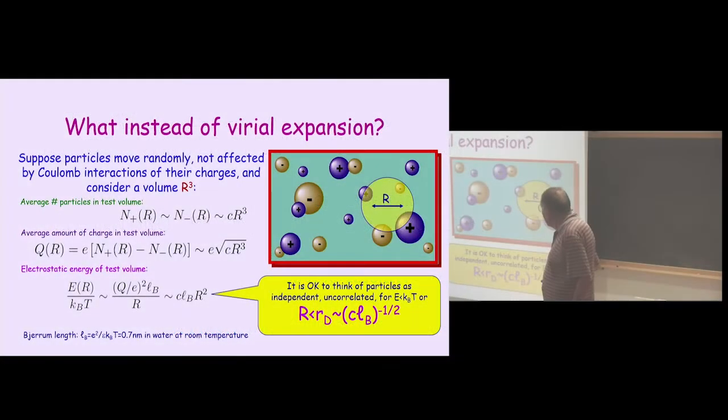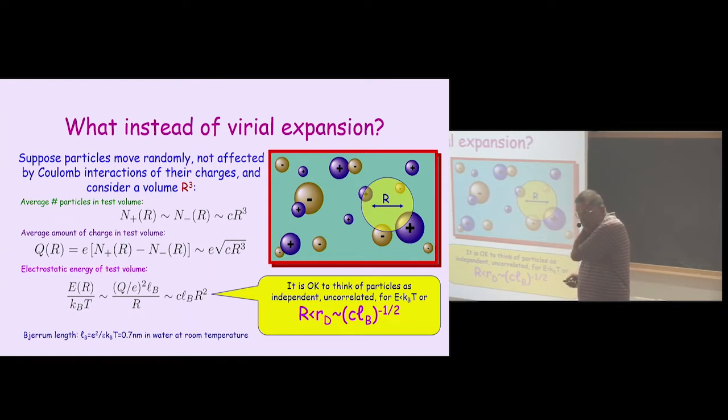Let's understand what comes instead of virial expansion. How can we proceed? What can we do instead of virial expansion? We can do the following simple estimate. So let's consider a probe volume in our Coulomb system.